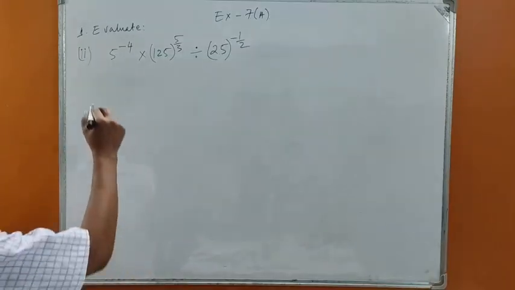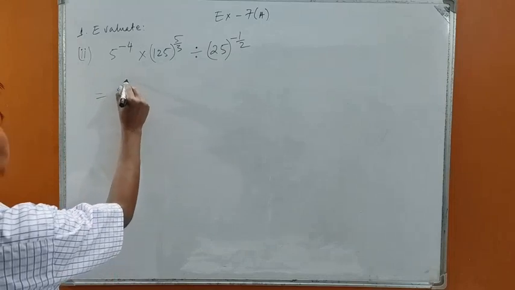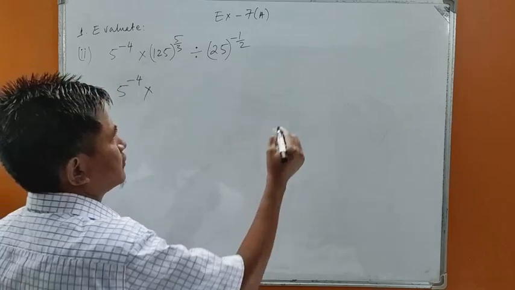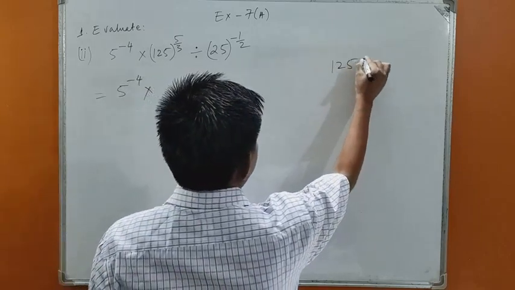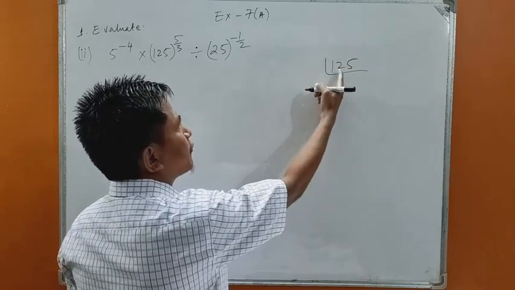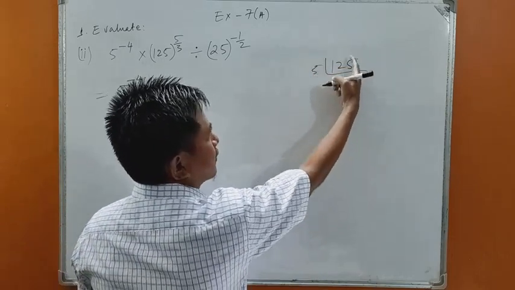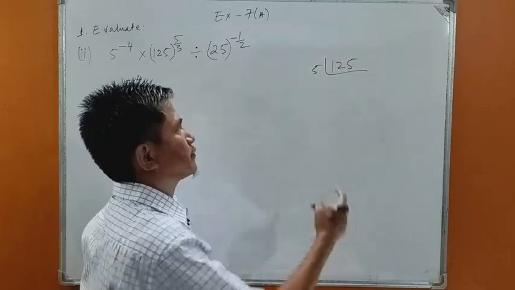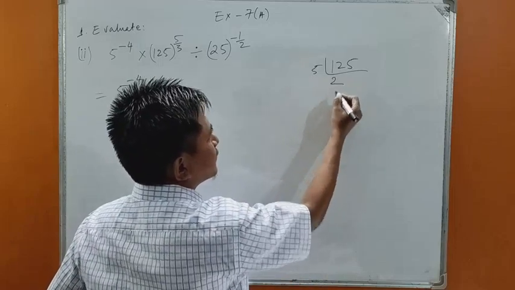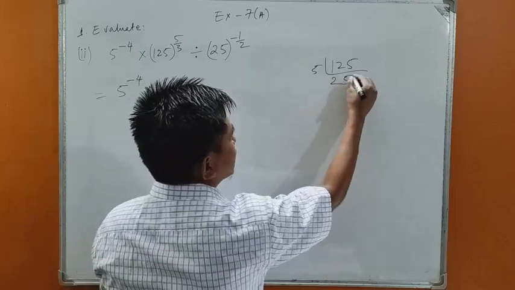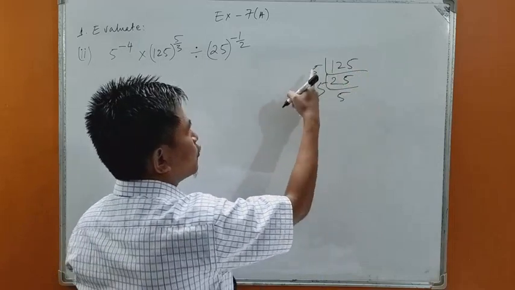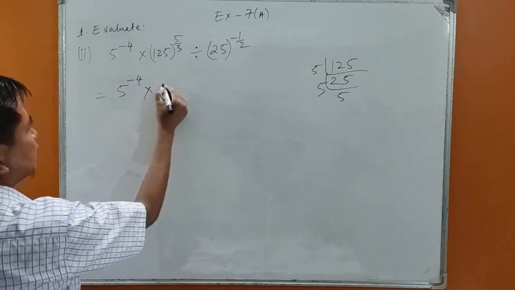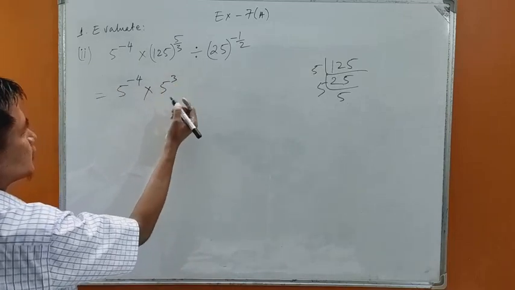Question number 2, we have 5 to the power minus 4 into this 125 can be written as 5 cubed, isn't it? So 125 we have here 5. Since the unit digit is 5, we can divide by 5. So the factors are 5 2s are 10, 5 5s are 25, and 5 5s are 25. So 5 multiplied 3 times gives us 125. That means 5 to the power 3, that is 5 cubed, isn't it?